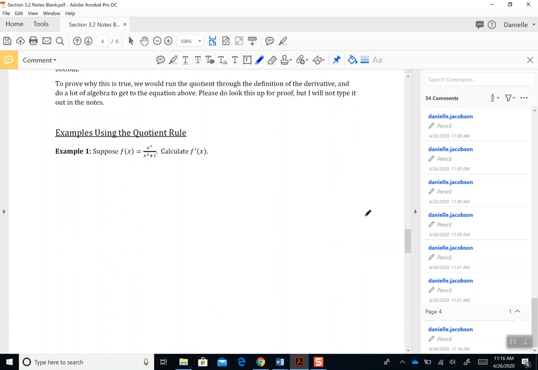Let's suppose that we have f of x equals e to the x divided by x squared plus 1. All right, so remember in the last video when we had two functions divided, we used the nice little trick of just changing the exponent of the denominator so we could use the product rule. If we try to do this right now, f of x is equal to e to the x times x squared plus 1 to the negative 1 power, right? Because this denominator is to the first power.